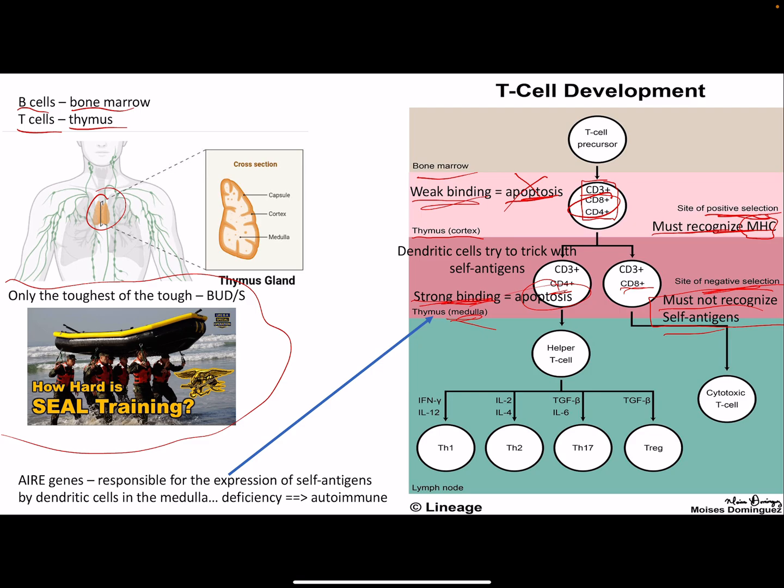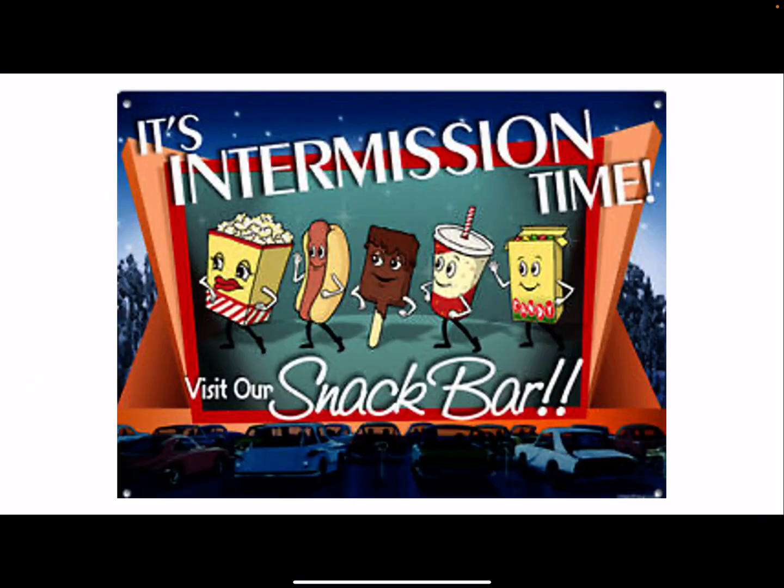That cell is going to be a sure recipe for an autoimmune disease if I allow that cell past this point. So that's why I think of this as some sort of intense boot camp, because there's like a 90% attrition rate, only like 10%, the best of the best, make it through. And then we get our helper cells and our CD8 cells, and the helper cells can further differentiate.